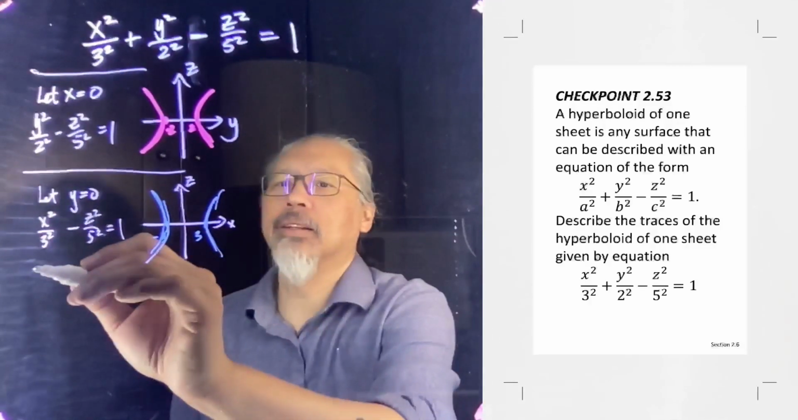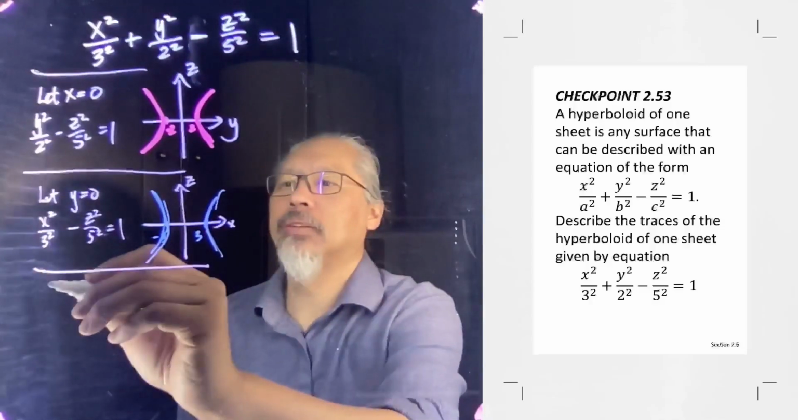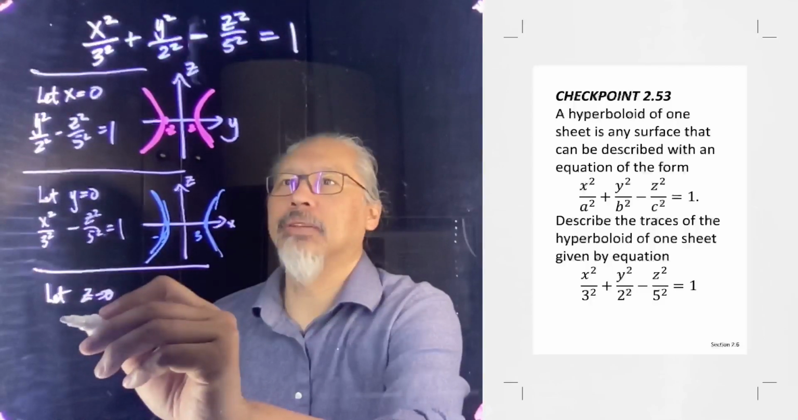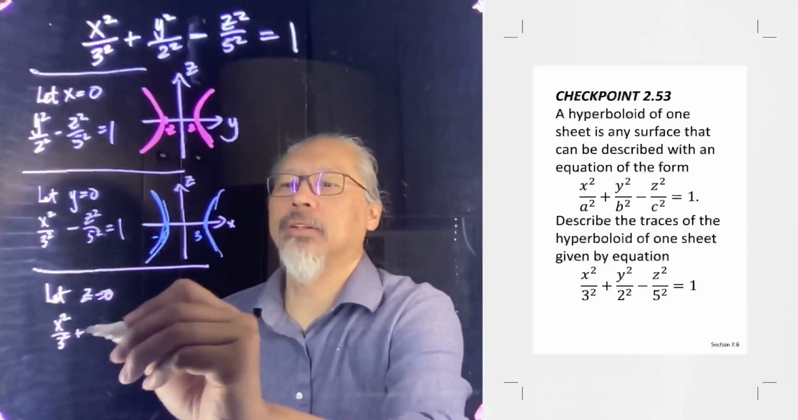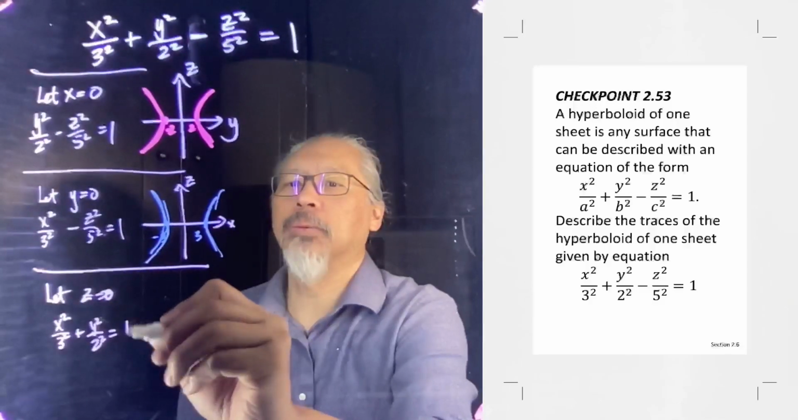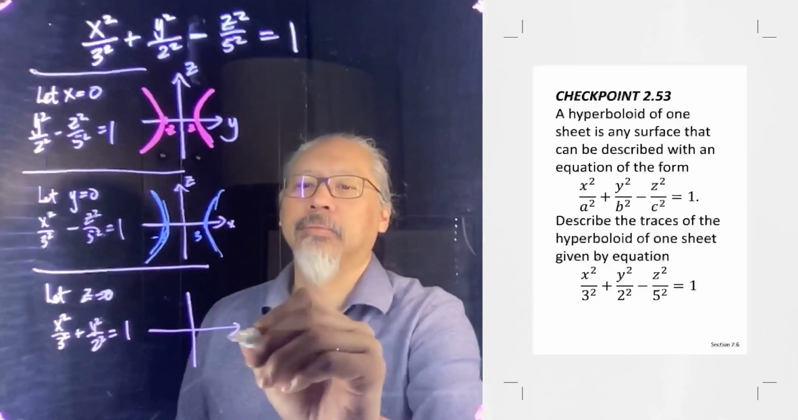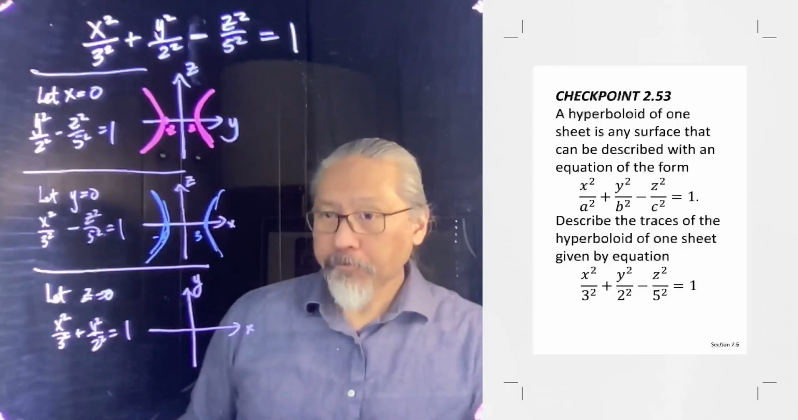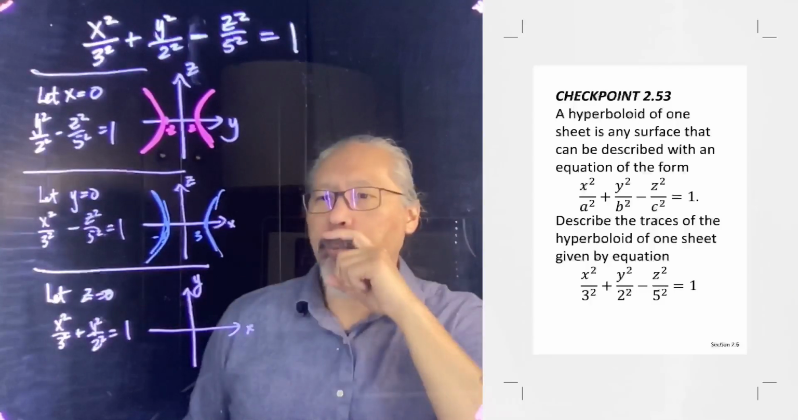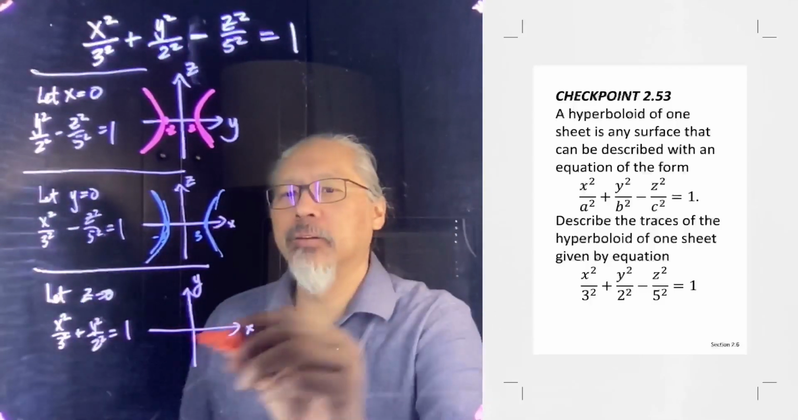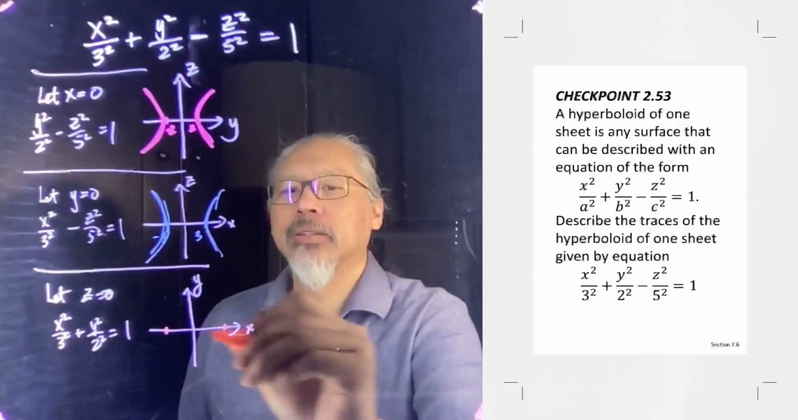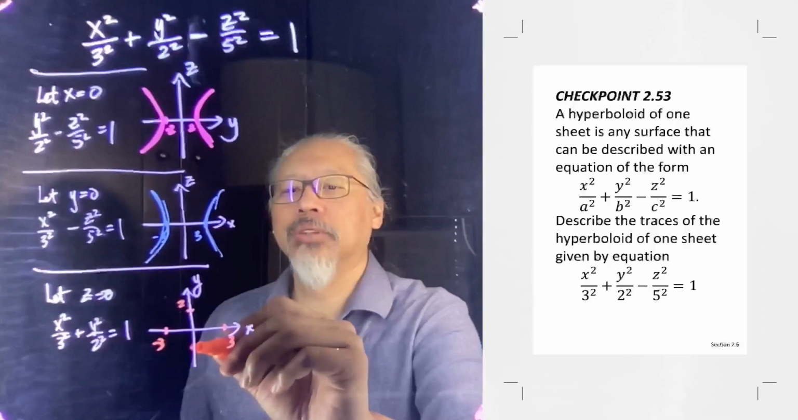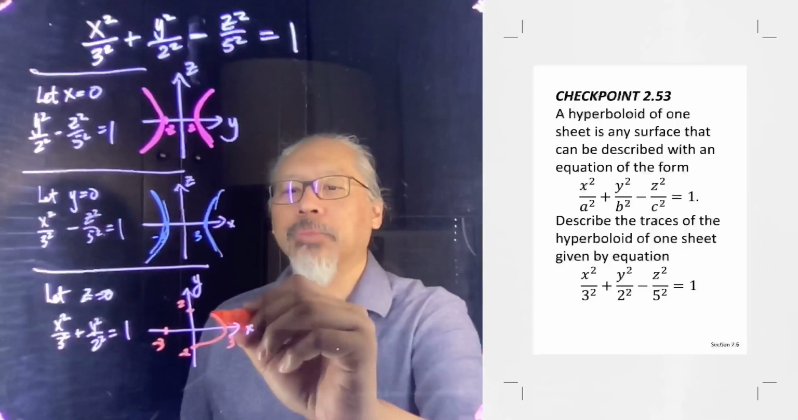Now let's take a look at letting our last variable, z, equal to 0. This time we have something different. You've got x squared over 3 squared plus y squared over 2 squared is equal to 1. This time we're looking at the xy plane, and this time we have an ellipse. So going along the x-axis at 3 and negative 3, along the y-axis at 2 and negative 2, we have our ellipse.